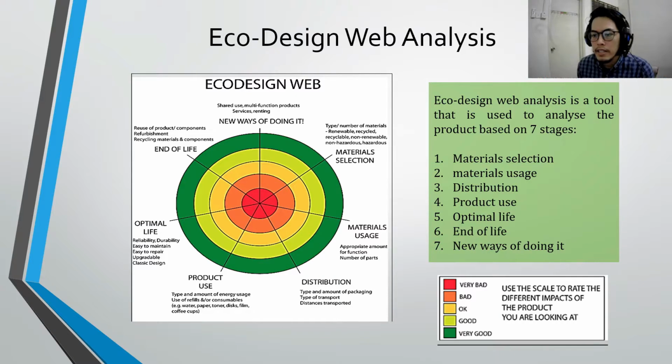First, the material need to be selected and analyzed for the recyclability of the material. After that, decide the number of components of a car in the material usage. Then, distribution stage, determine the type of packaging with the type of transport for the product. In product use and optimal life, the required information is type and amount of energy usage for the product use stage, and the reliability, durability, maintainability. End of life stage is where the car part is deciding the product whether it can be reused or recycled. After complete the design, each stage it rate very bad to very good.